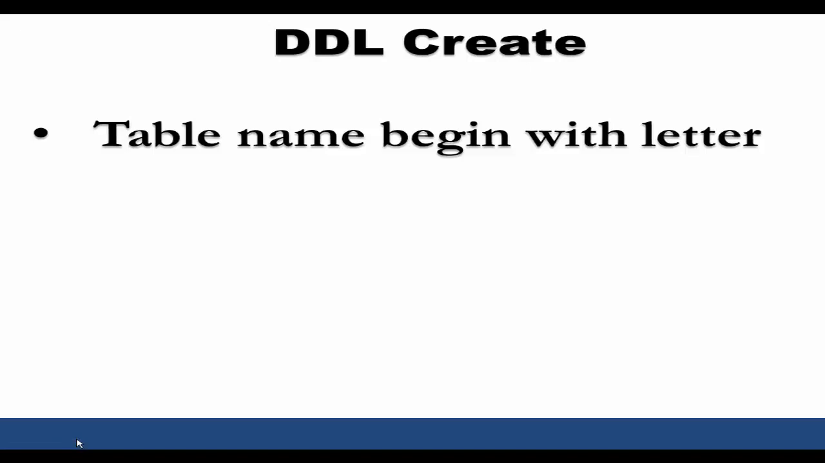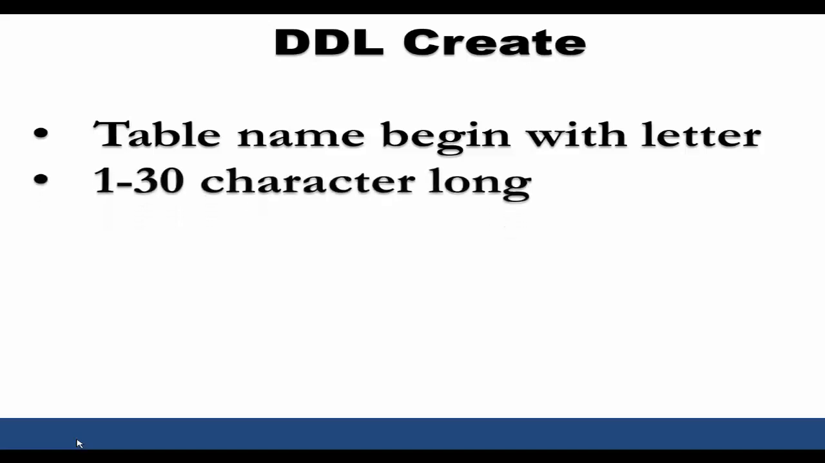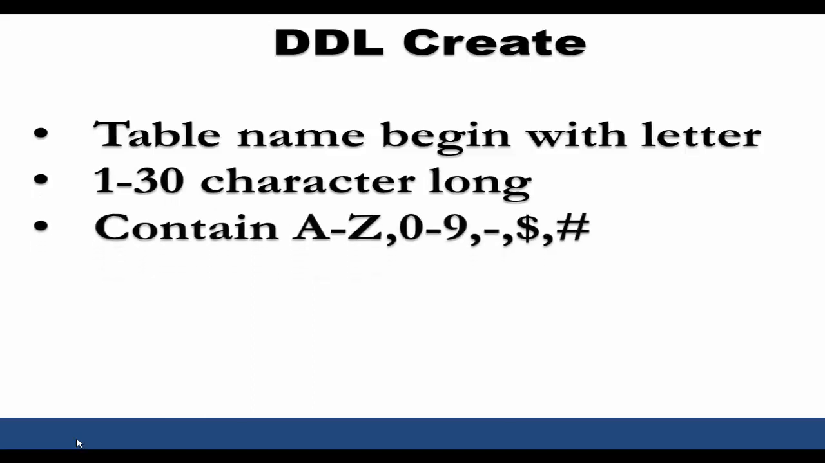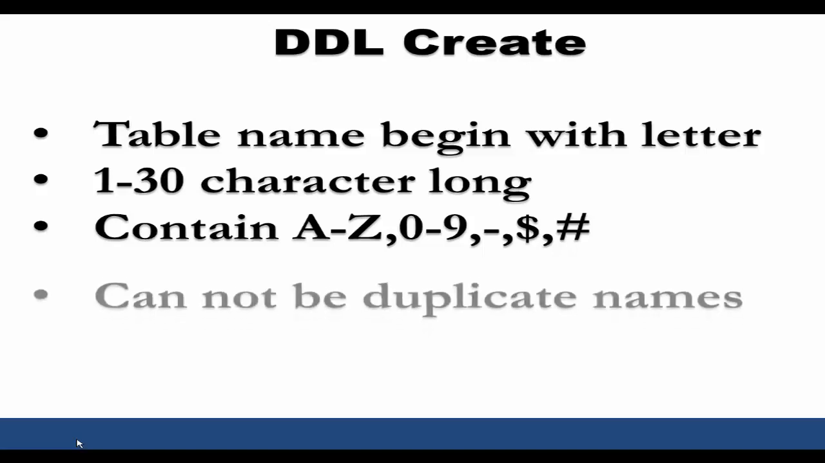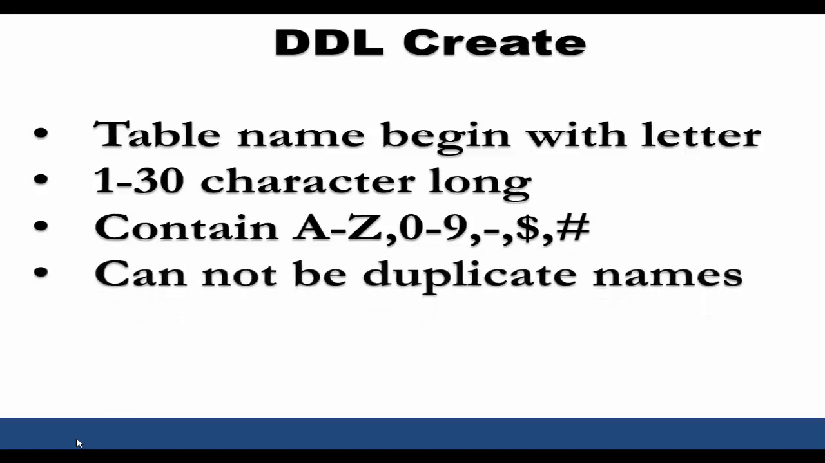Before we create the table, there are a few guidelines that must be followed. The table names must begin with a letter. They are 1 to 30 characters long. They can contain A to Z in character, upper or lowercase. They can contain numbers 0 to 9, and contain an underscore, a dollar sign, or a hash sign. They cannot be duplicate names of objects within the same schema.